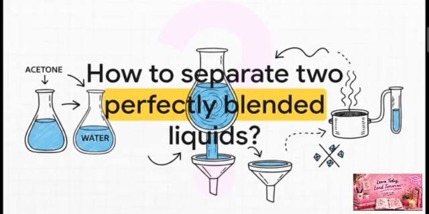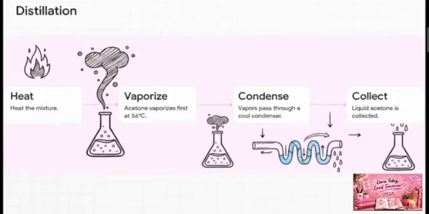What if we're dealing with two perfectly blended liquids that readily mix together? Take acetone and water, for example. When mixed, they look absolutely identical. You can't filter them, you definitely can't crystallize them. So how on earth do we pull them apart? The answer is distillation. We exploit their different boiling points.